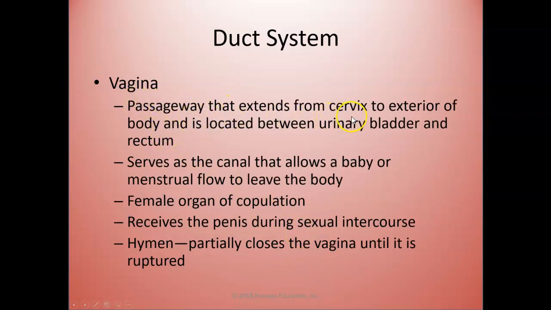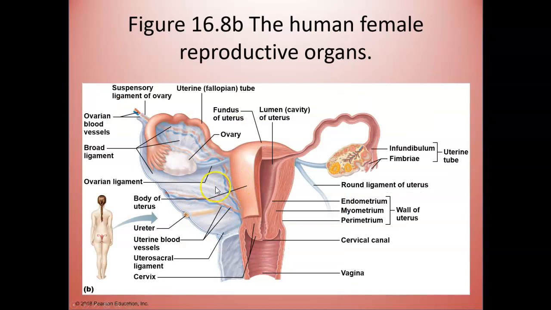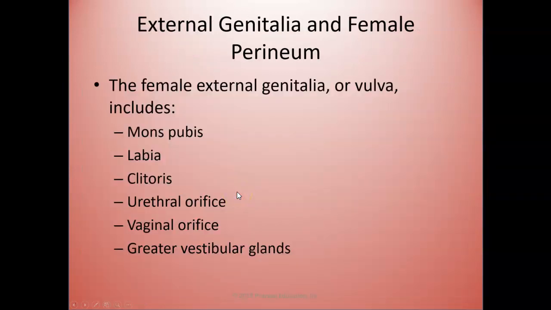The vagina is a passageway that extends from the cervix to the exterior part of the body. It serves as a canal that allows the baby or menstrual flow to leave the body. It's the female organ of copulation to receive the penis during sexual intercourse. And then the hymen, which can partially close off the vagina until it's ruptured, goes right across the beginning of the vagina there. So the hymen can be there, the vaginal canal is there, and again, we've got that cervix with the cervical opening right there. Okay. So again, just another view, looking at the same thing from a different angle.